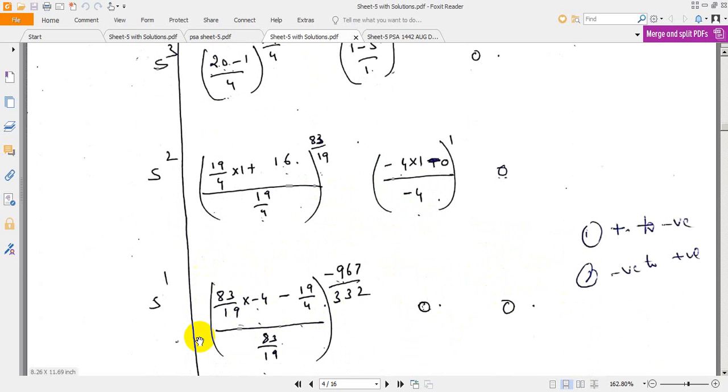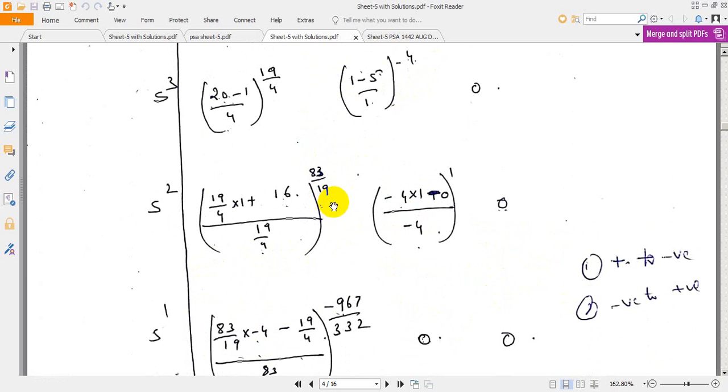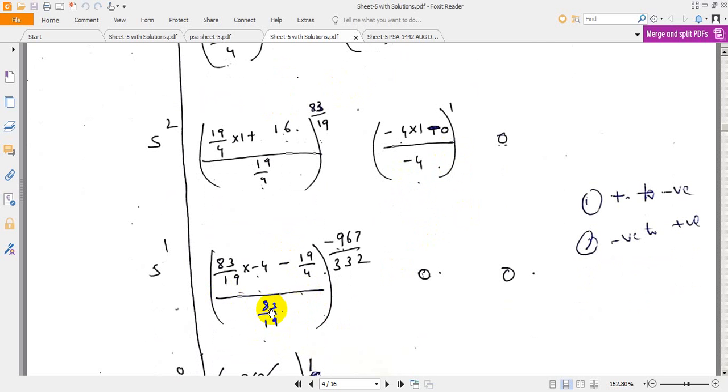To write the expression for S power 1, we will start from here. 83 by 19 into minus 4, minus this parameter 1 into 19 by 4. 1 into 19 by 4 is 19 by 4, so minus 19 by 4, divided by the term just above this, which is 83 by 19. The resultant of this is minus 967 divided by 332, and this expression will be 0.